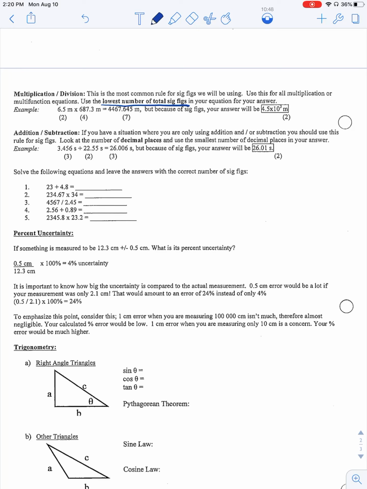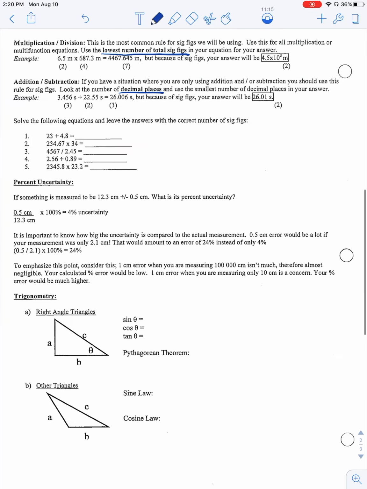The addition and subtraction is going to be to the decimal place. In other words, was it to the tenths, the hundredths, or the thousandths that the values were given to you of the numbers that you used in your math calculation? If the least that you were given was to the hundredths place, then your final answer is going to be rounded to the hundredths place, okay? So make sure that you review those rules and learn them if it's not something that you already know, okay?